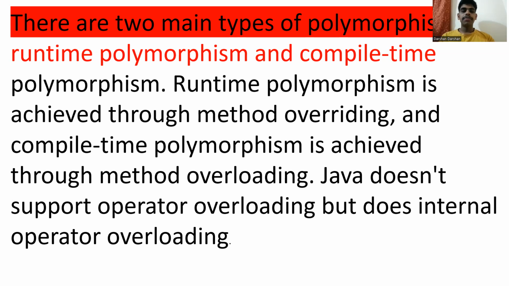There are mainly two types of polymorphism: runtime polymorphism and compile time polymorphism. Runtime polymorphism is achieved through method overriding, and in the same way compile time polymorphism is achieved by method overloading. Java doesn't support operator overloading, but does internal operator overloading.